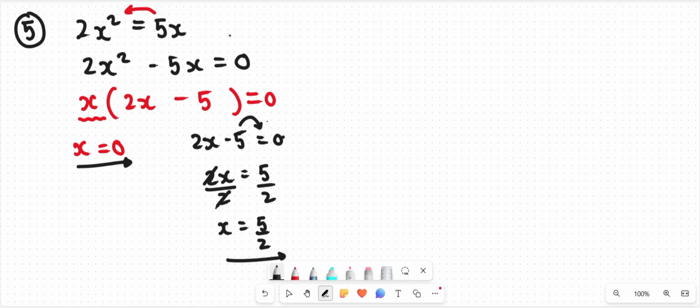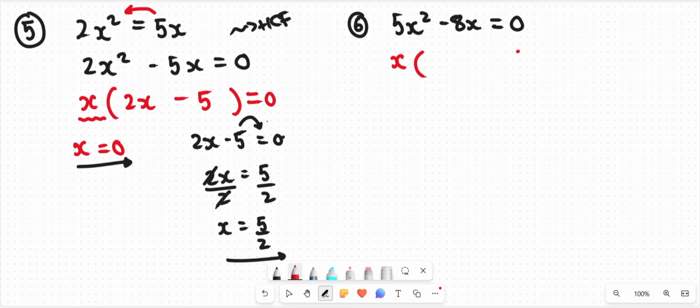So this one involved a little bit of highest common factor. Let's look at another one that involves highest common factor. 5x squared minus 8x is equal to 0. Again, this is also a common factor, and what am I taking out in this case? I am taking out x again, and I'm left with these brackets. X times 5x would give me back the 5x squared. X times a negative 8 would give me back the negative 8x at the top.